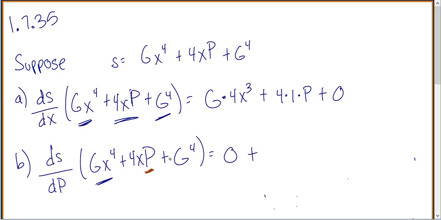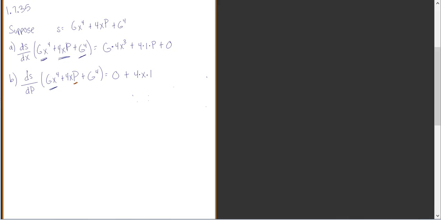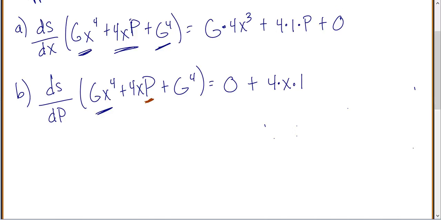And my next one, 4xp. The 4 is just considered a number attached as a coefficient. The x is just considered like a number. And the derivative of p would just be 1. And g to the fourth, that's just considered any other constant. Like if it was just 6 to the power 4, it would just be 0.